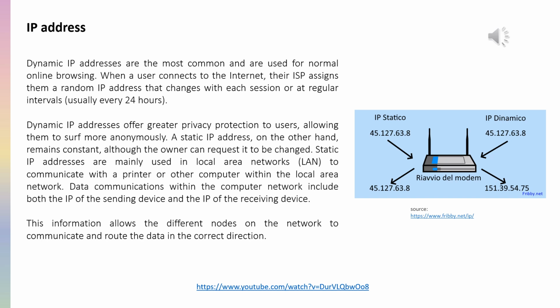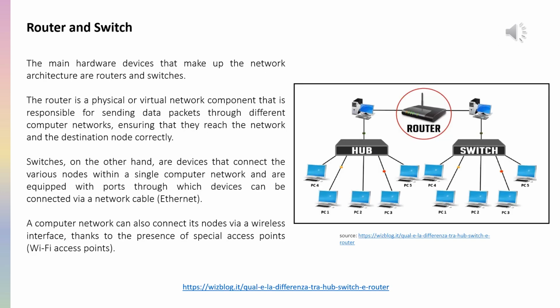Static IP addresses are mainly used in local area networks to communicate with a printer or other computer within the local area network. Data communications within the computer network include both the IP of the sending device and the IP of the receiving device. This information allows the different nodes on the network to communicate and route the data in the correct direction.